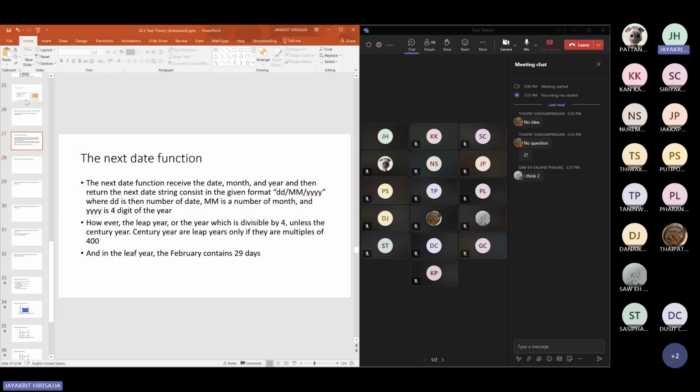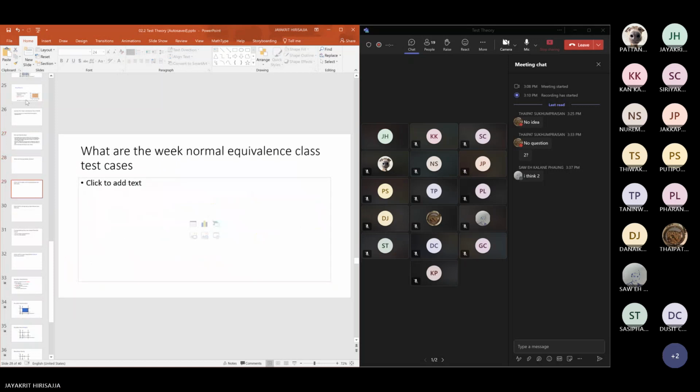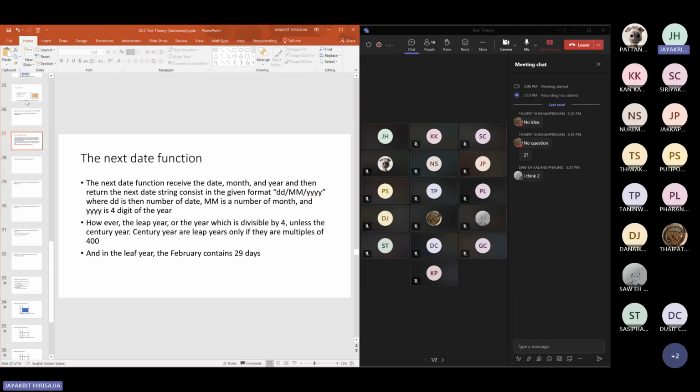What is the equivalent class for this function? What should it be? And what are the weak normal equivalent classes for the test case? So, strong, robust, and weak normal. What should be this from this function? Do you have any idea?